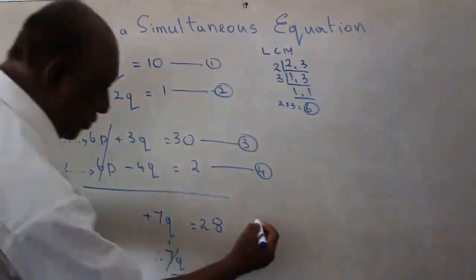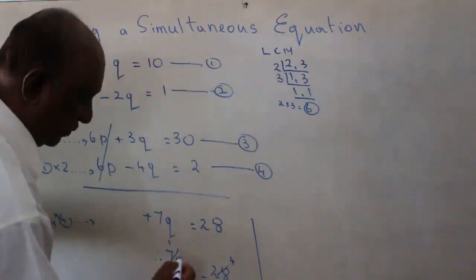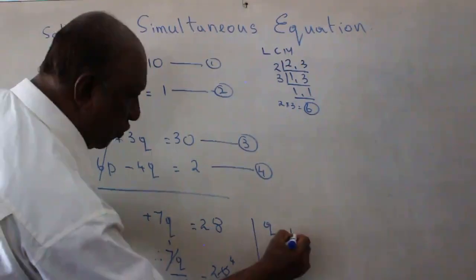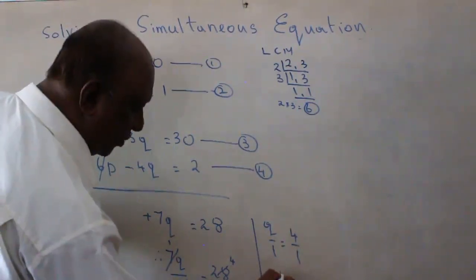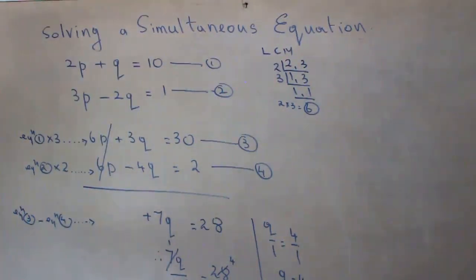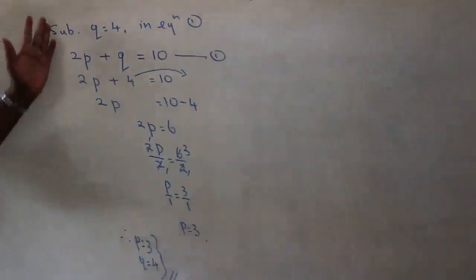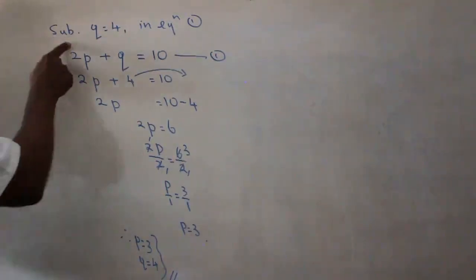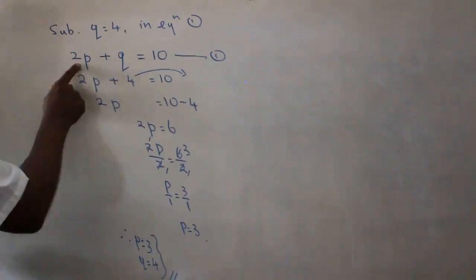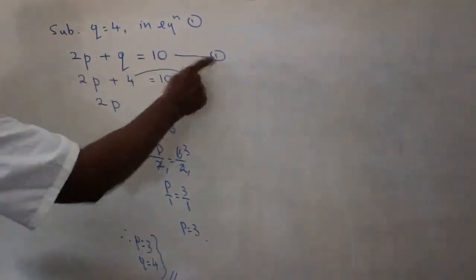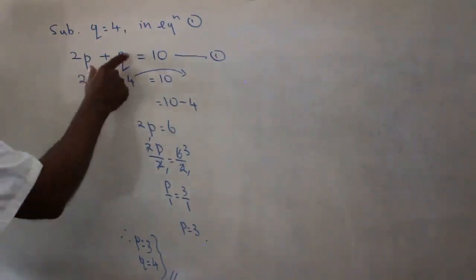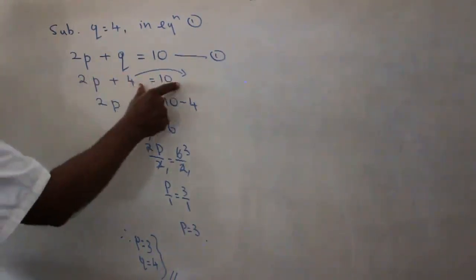We'll do that here. This q over 1 will be equal to 4 over 1, which is q is equal to 4. Okay, second part of the question. To substitute q equals 4 in equation 1, you write equation 1, 2p plus q equals 10. The next line, 2p plus, instead of q you put 4 here, is equal to 10.